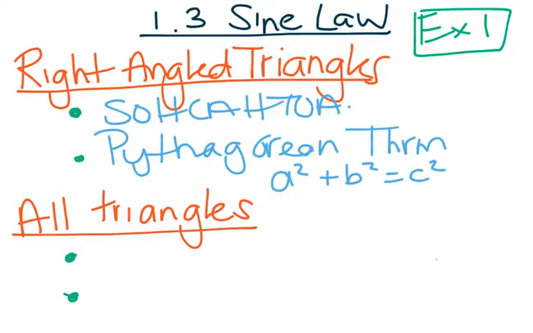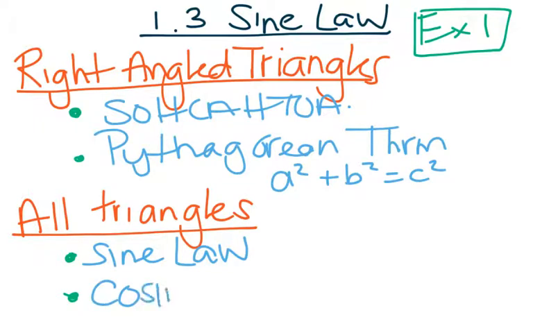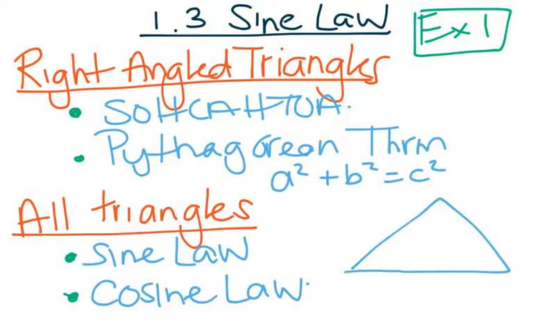But if we see a non-right angle triangle, so anything that doesn't have our perfect 90-degree corner like this, we've only got two options. We cannot use SOHCAHTOA, we cannot use Pythagorean theorem. We've got two other tools that will work for all triangles. The two tools are the sine law, not to be confused with sine ratio, opposite over hypotenuse. This is something different. And the cosine law. So when we are stuck with a triangle that's not right angle like this, we cannot use SOHCAHTOA. We cannot use Pythagorean theorem. We have to use sine law or cosine law.